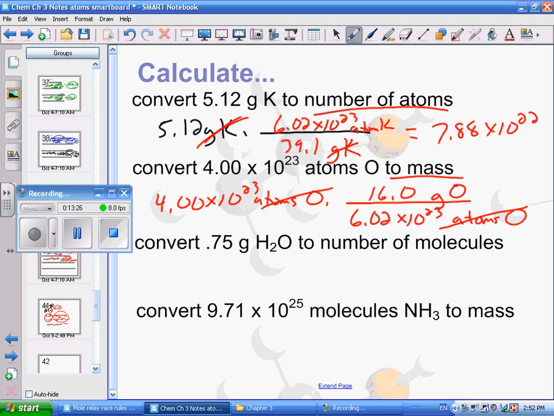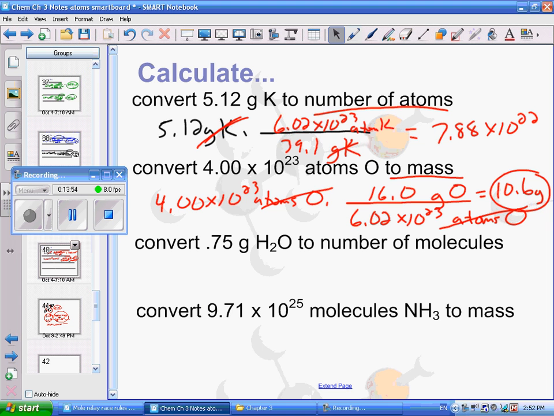So you take 4.00 times 10 to the 23rd times 16 divided by 6.02 times 10 to the 23rd, and you end up with 10.6. Our answer is 10.6 grams of O. Okay? Now, these last two, this is the hardest I can possibly get. Here and here are the hardest I can get. So let's give these a shot.